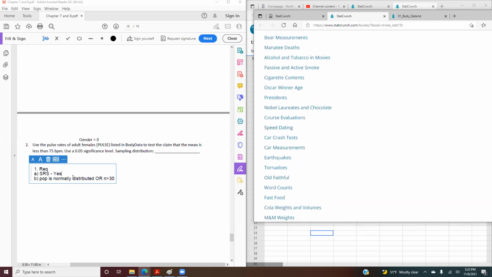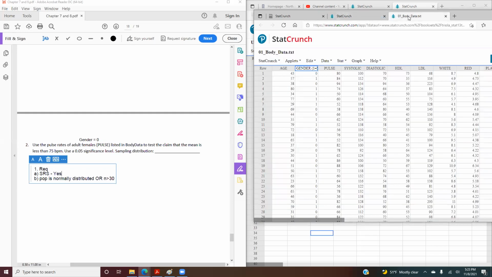Is the population normally distributed, or is your sample size more than 30? So how many females do we have?